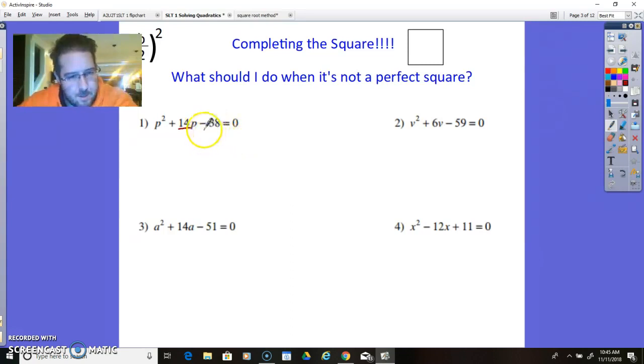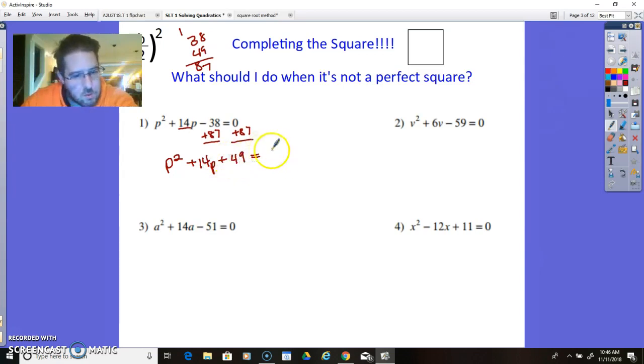In this case, this is negative 38. So that's going to take 38 just to get back to 0, plus another 49 after that, which is going to give me 87. So it looks like I need to add 87 to both sides. So I got p squared plus 14p plus 49 equals 87, because when you add 87 to both sides, 38 plus 49 is 87.